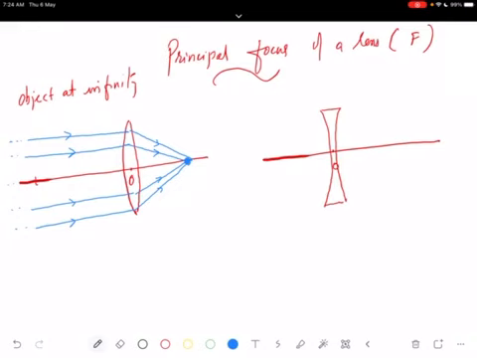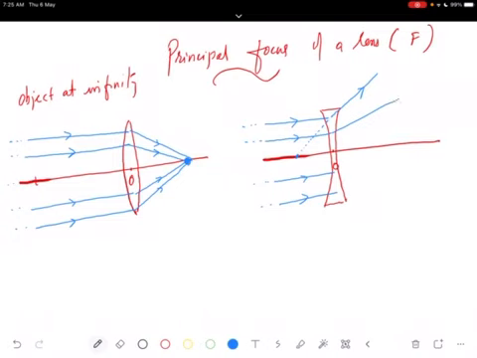Similarly, in the case of concave lens, rays are parallel to principal axis, parallel to themselves. Object is at infinite distance. Example, light rays coming from the sun. After refraction, they diverge and it goes like this. And if we extend backward, it appears to come from a point here.